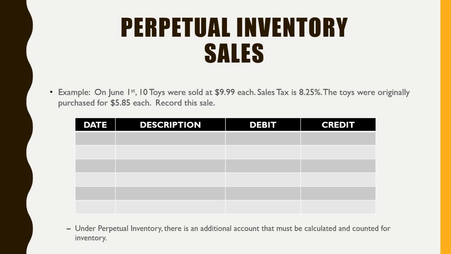And the toys were originally purchased for $5.85 each. So that's what it cost us to purchase that inventory. So how are we going to record the sale? Now, if you notice, why is the journal a lot bigger? Well, under perpetual inventory, not only do you need to record the sale at hand, that you received the money and earned your sales, but we also need to include another journal entry to calculate the cost of goods sold and to take that inventory item out of inventory.